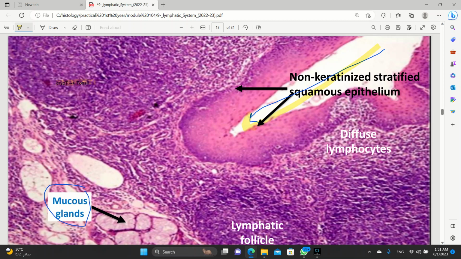That's a non-keratinized stratified squamous epithelium. We're here in the crypt, of course. Here, these are the lymphatic follicles, and these are the mucus glands. One thing about the mucus glands, they are apparent in the tonsils very easily. We also have something called the diffuse lymphocytes. These are lymphocytes that have the same color, which is the basic meaning of diffuse. So basically, non-keratinized stratified squamous epithelium, tonsillar crypt, mucus glands and diffuse lymphocytes.